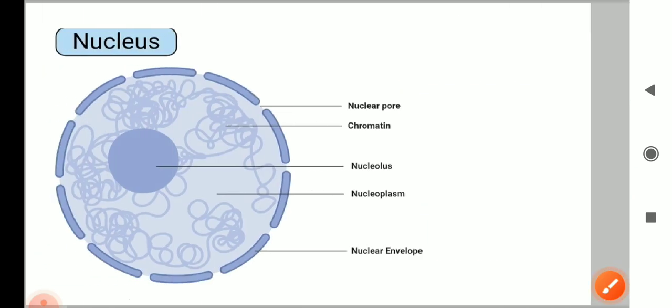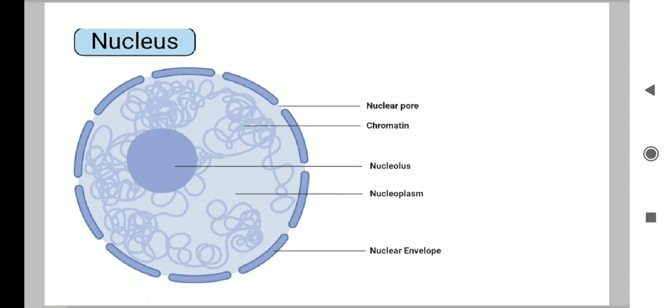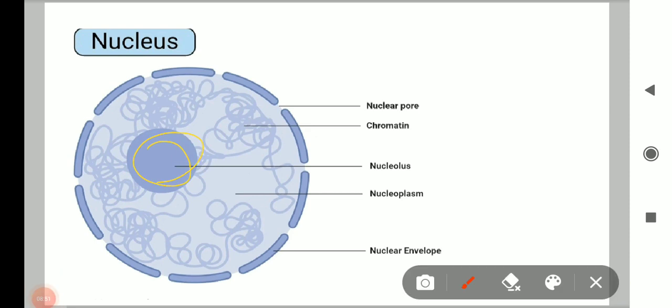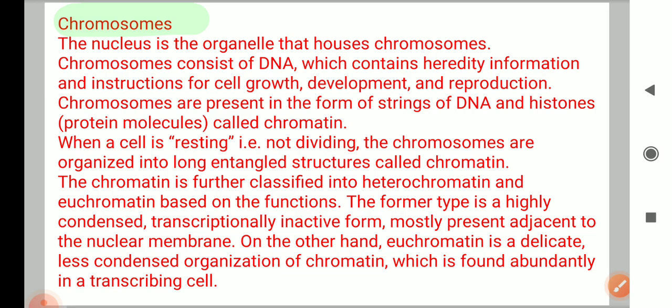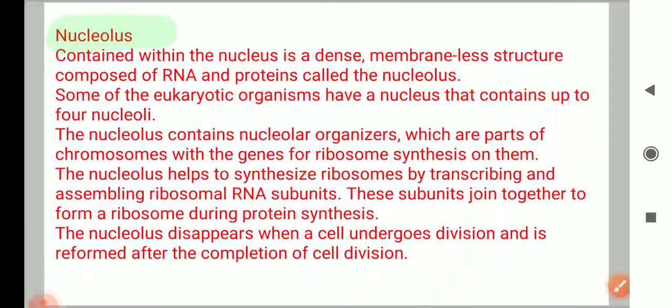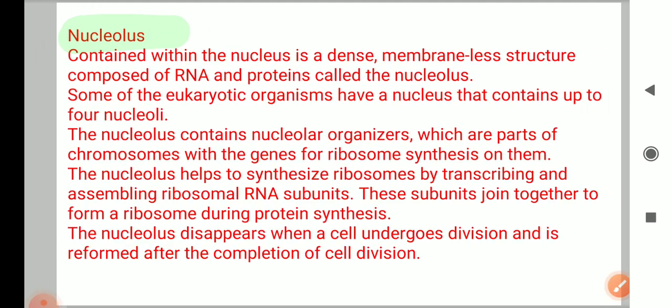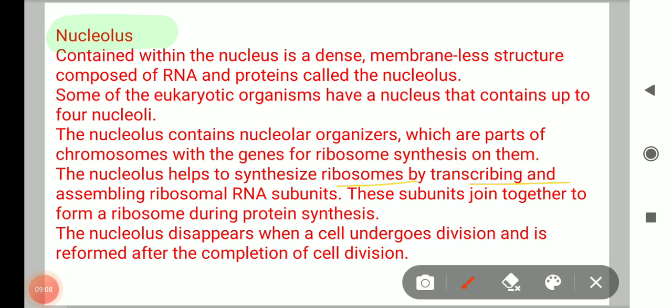Means the nucleolus is the site of the synthesis of ribosomes. Inside the nucleus, ribosomes are synthesized. These are the structures, and the nucleolus helps in the synthesis of ribosomes by transcribing and assembling ribosomal RNA subunits, and these subunits join together to form ribosomes during protein synthesis. Means ribosome assembly occurs inside the nucleus, and these subunits join together to form ribosomes, which help in protein synthesis.